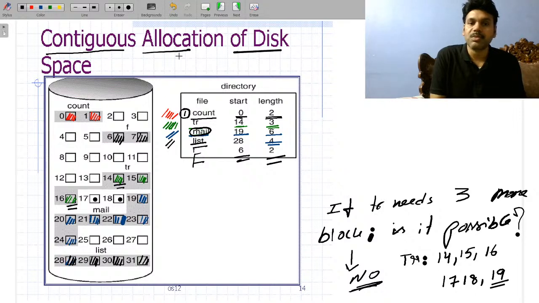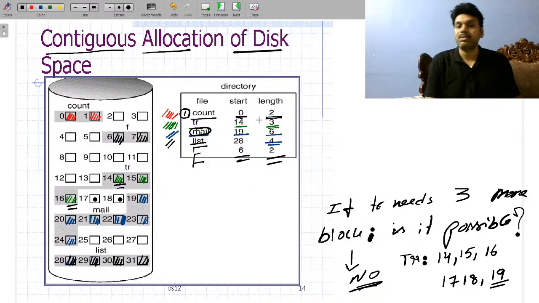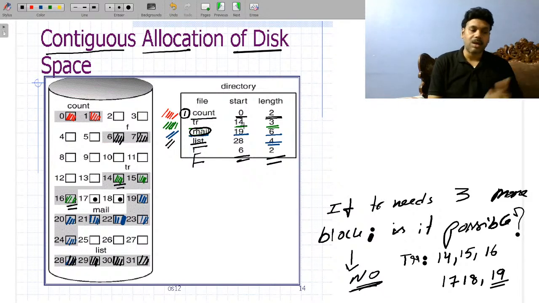This is the concept of contiguous allocation of space. So if you want to make this possible, you use compaction, bringing all the busy partitions either towards the lower side or up.